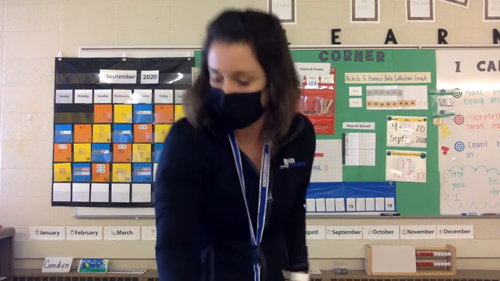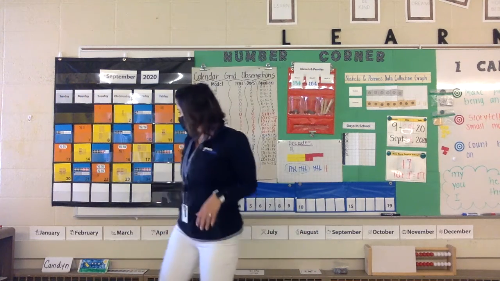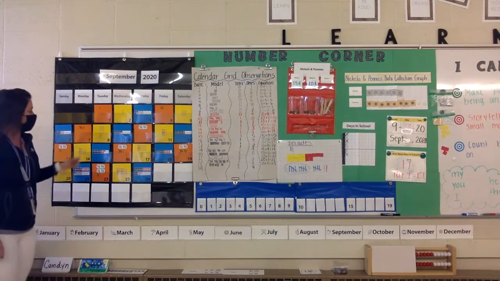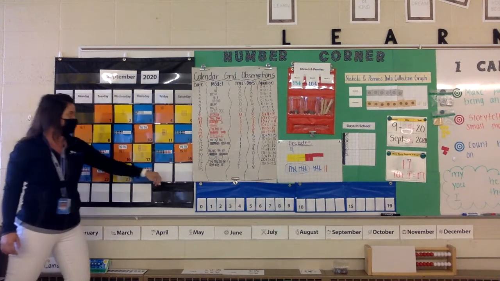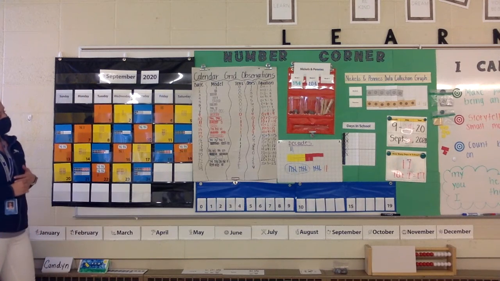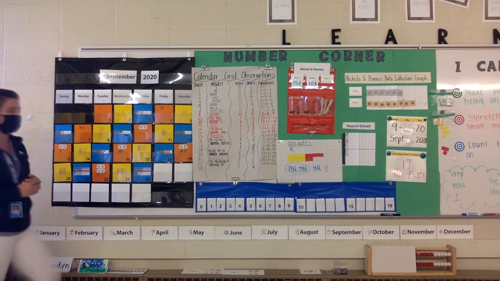Friends at home, we're here doing number corner at school. My friends at school, I want you to look at our pattern and think about what's under this square. We're getting pretty good at this pattern stuff. Oh, look at all my hands. At home, you should be thinking about it too.